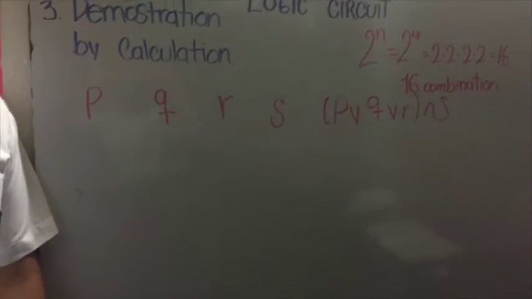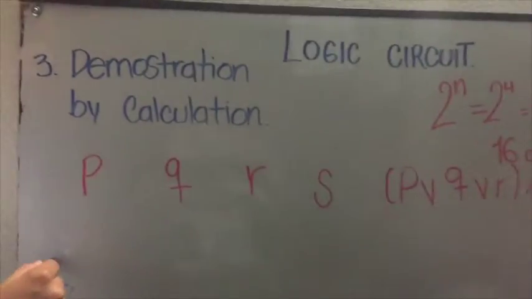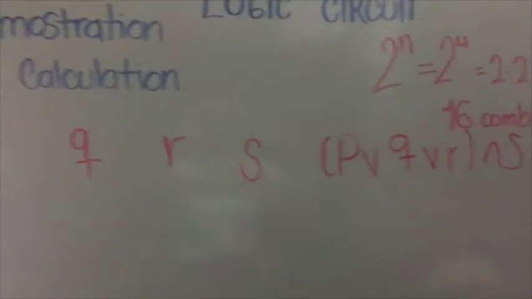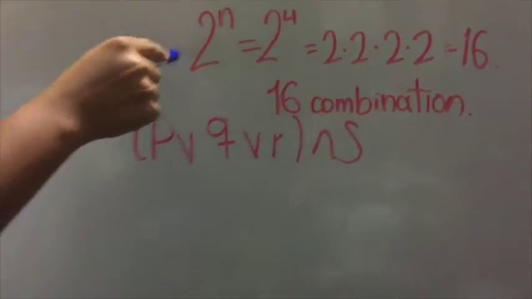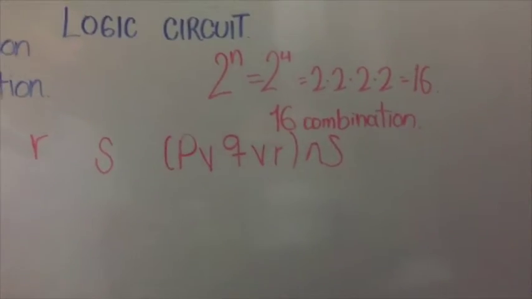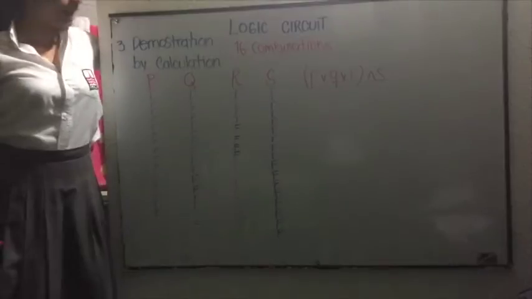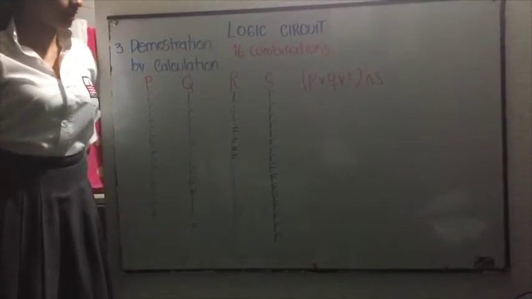Now we're gonna make the third step, demonstration by calculation. We have 4 letters. We will use the formula 2 to the power of n, and we have 16. Now we have the 16 combinations that we can have.